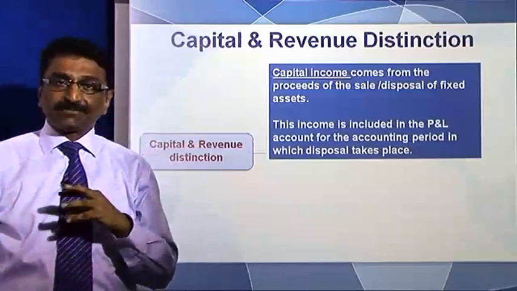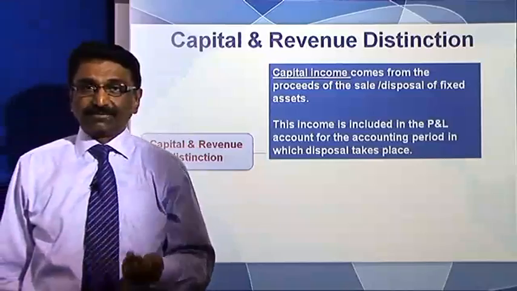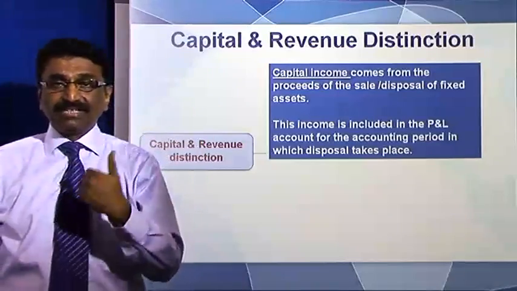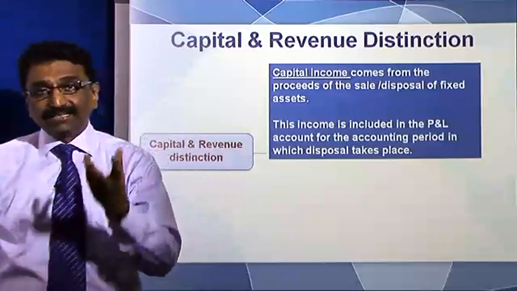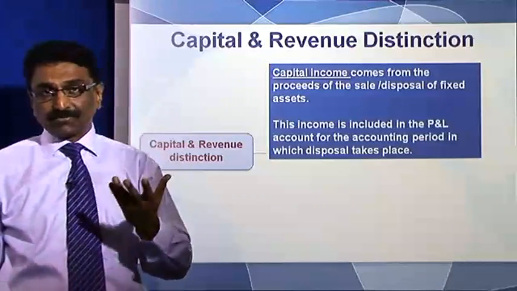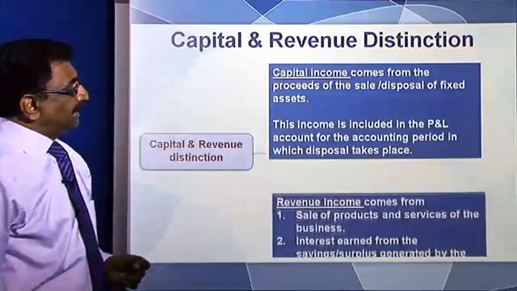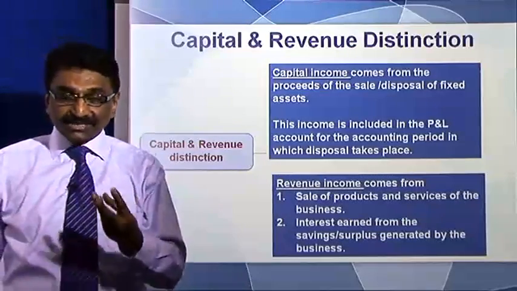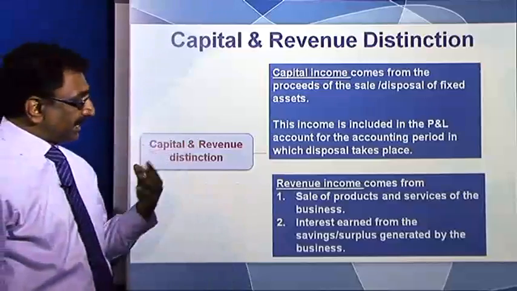So let's move on to what are capital income and revenue income. Capital income basically comes out of the sale of fixed assets, long term assets that you have in your business. When you sell them, there may be a gain or a loss vis-a-vis what we call the book value, which we will see shortly, and that income from the disposal of such fixed assets is called capital income. And revenue income is the income that you get out of your core business, which is selling your products and services.